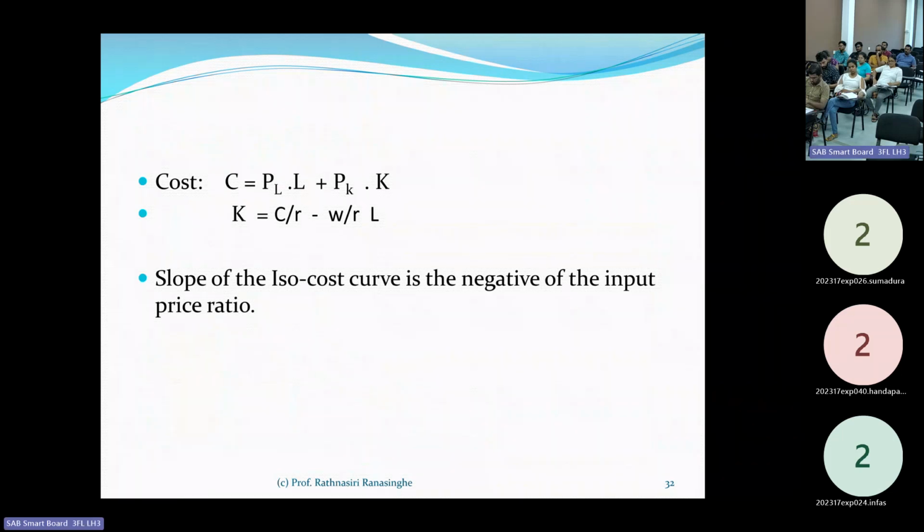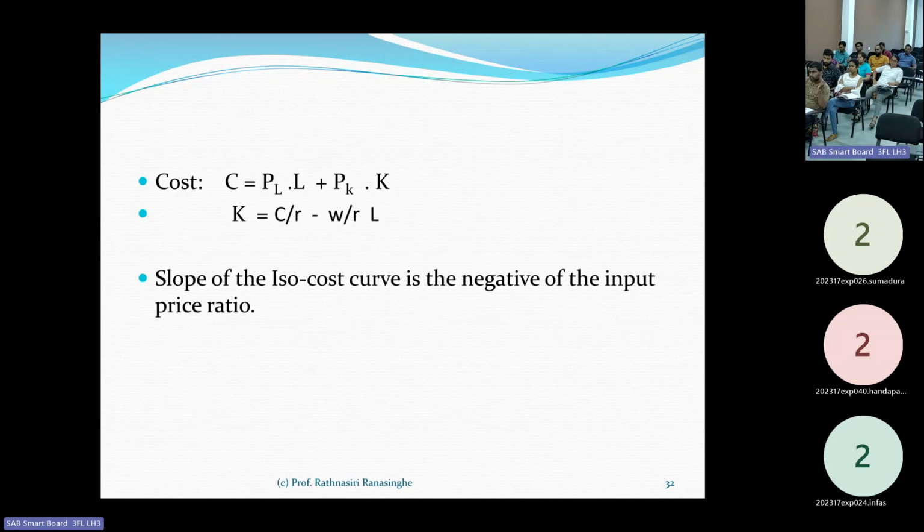Now we can write the price of labor, meaning the wages. So PL means wages times L, and PK means interest rate times K. That means WL plus RK equals total expenditure, total cost. By rearranging this equation, you can express it in terms of capital.